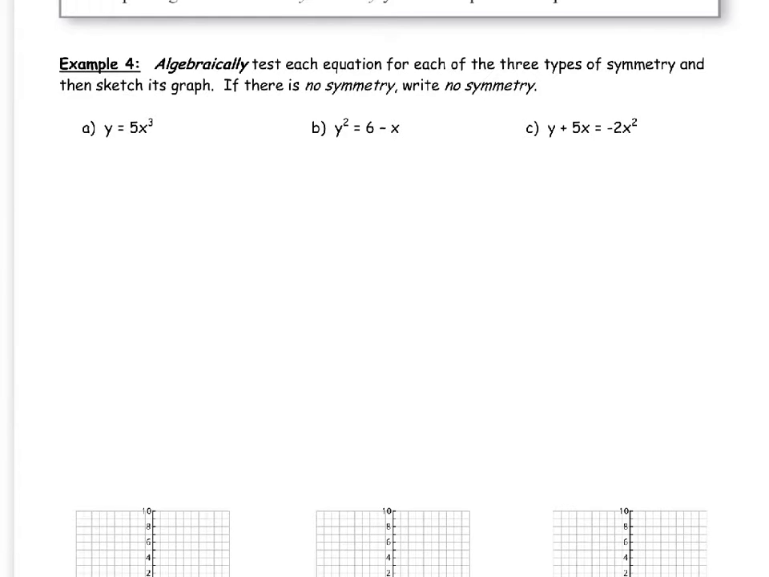Example 4 asks us to algebraically test each equation for the 3 types of symmetry. So we're not going to look at the graphs at all. Rather, we're just going to deal with the equations to test for symmetry, and you do need to be able to do both.